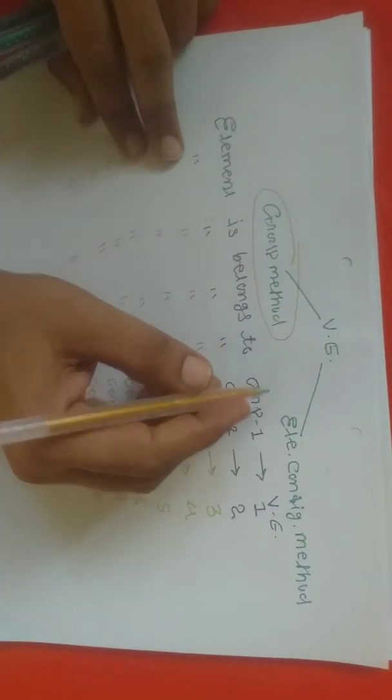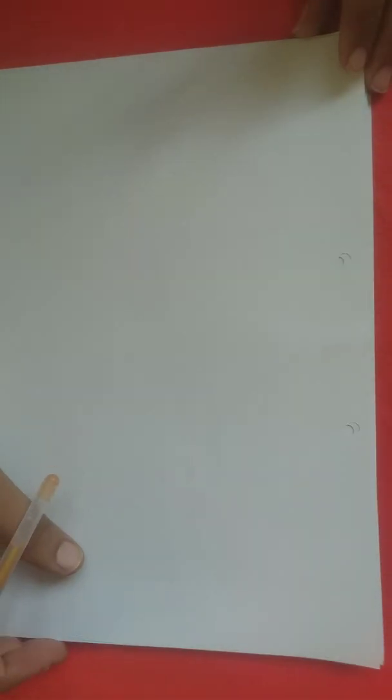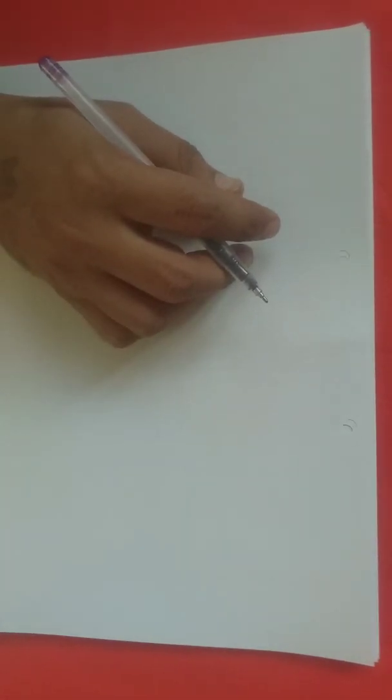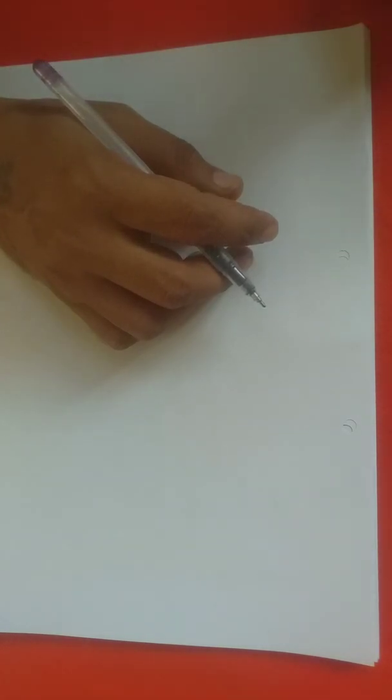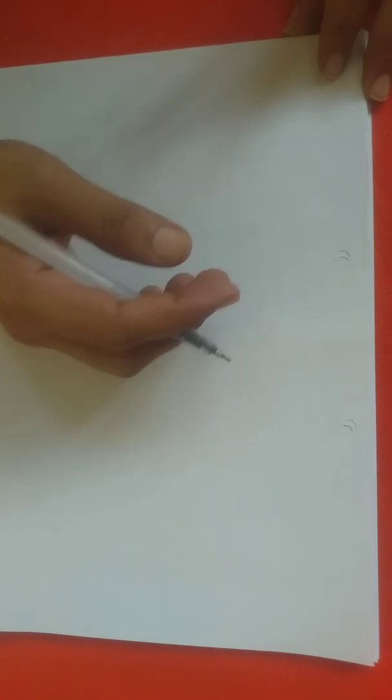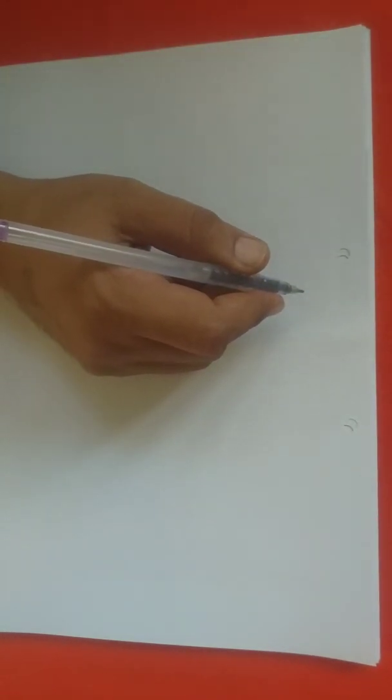Now the second is the electronic configuration method. In the electronic configuration method, we must know the electronic configuration, which we draw based on energy levels. There are two types of electronic configuration. One is called the detailed electronic configuration, which is based on subshells, and the other one is based on energy level.